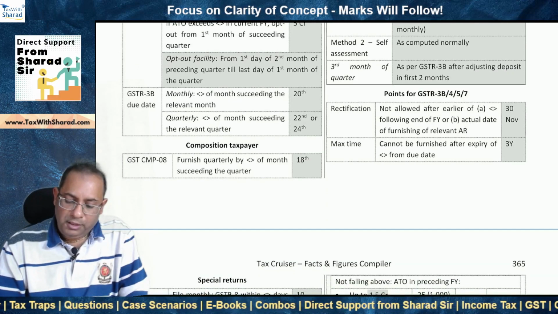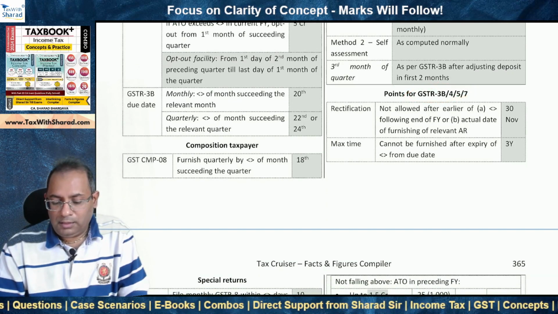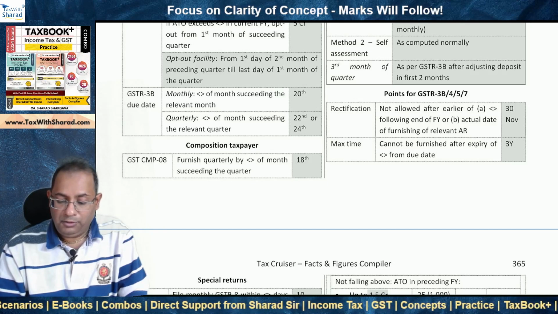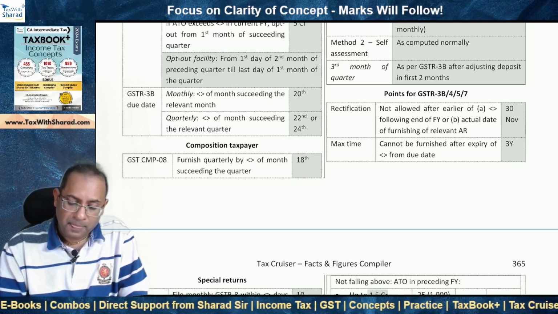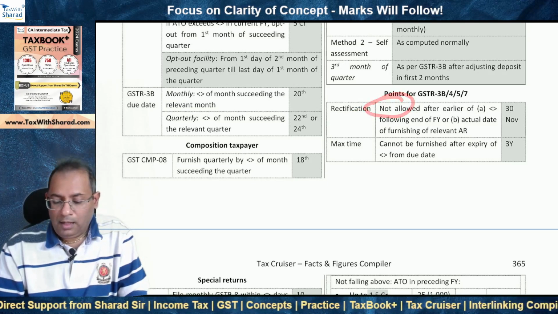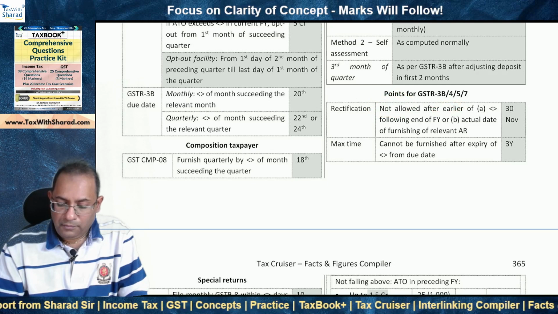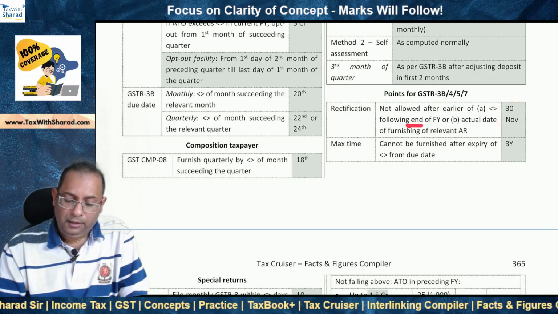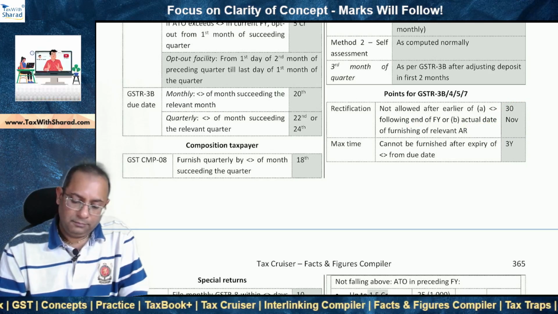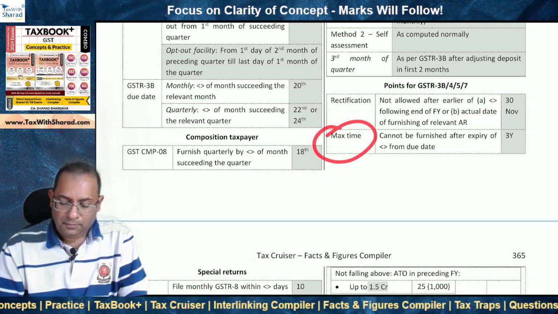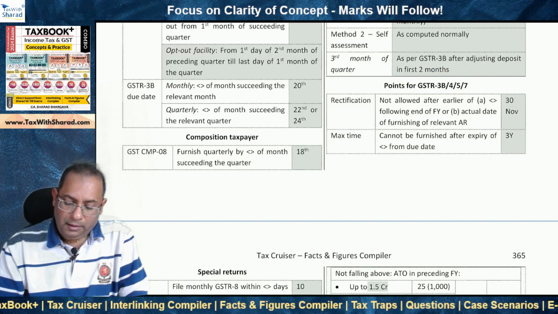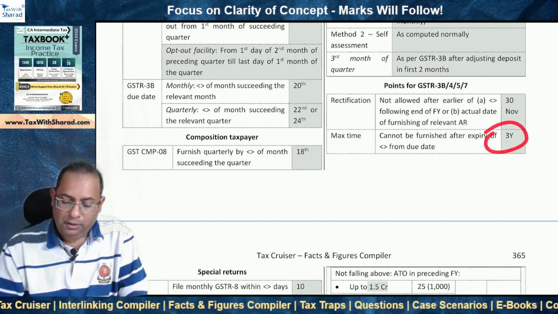Some common points for GSTR 3B return, or GSTR 4 return, composition taxpayer, or GSTR 5 return, NRTP, or GSTR 7 return for TDS. Rectification is possible, but it is not allowed after the earlier of 30th November following the end of the financial year or the actual date of furnishing of the relevant annual return. It cannot be furnished after the expiry of 3 years from the due date.